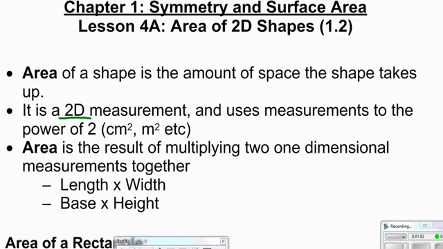When we measure area, it is a two-dimensional measurement, and so the measurements are to the power of 2. The squared says it, right? It even says squared. So it's the measurement as if it were a shape of a square or two-dimensional instead of a one-dimensional measurement like a length. Area is the result of multiplying two one-dimensional measurements together. So meters times meters, centimeters times centimeters, inches times inches, and we use words like length and width and base and height to describe those different measurements.